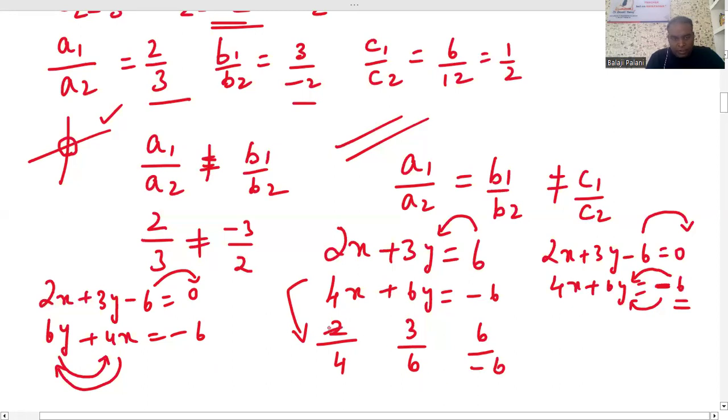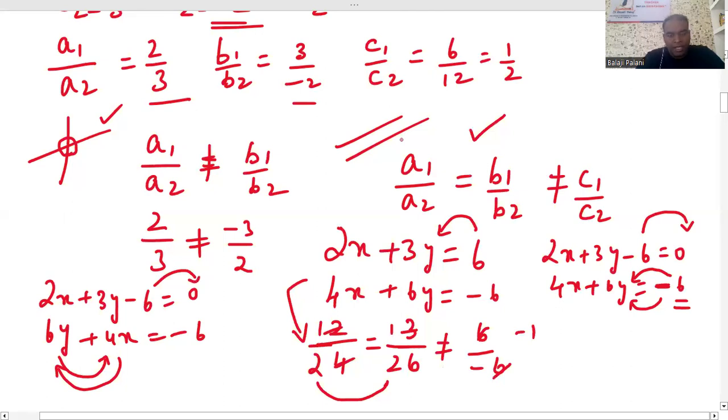If we simplify the ratios, we identify that the first two are in the ratio 1:2 and they are equal, whereas the last one is in the ratio 1:-1, so they are not equal. So a1 by a2 is equal to b1 by b2 and not equal to c1 by c2. Those two lines will be parallel to each other.